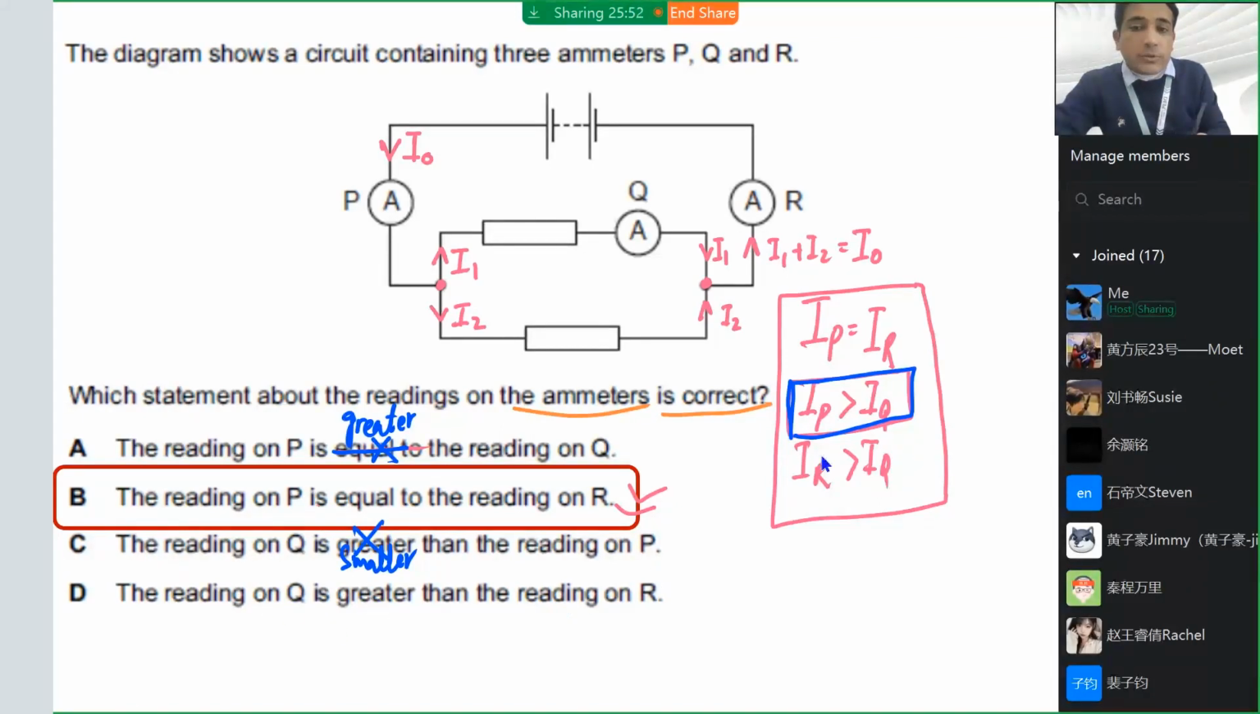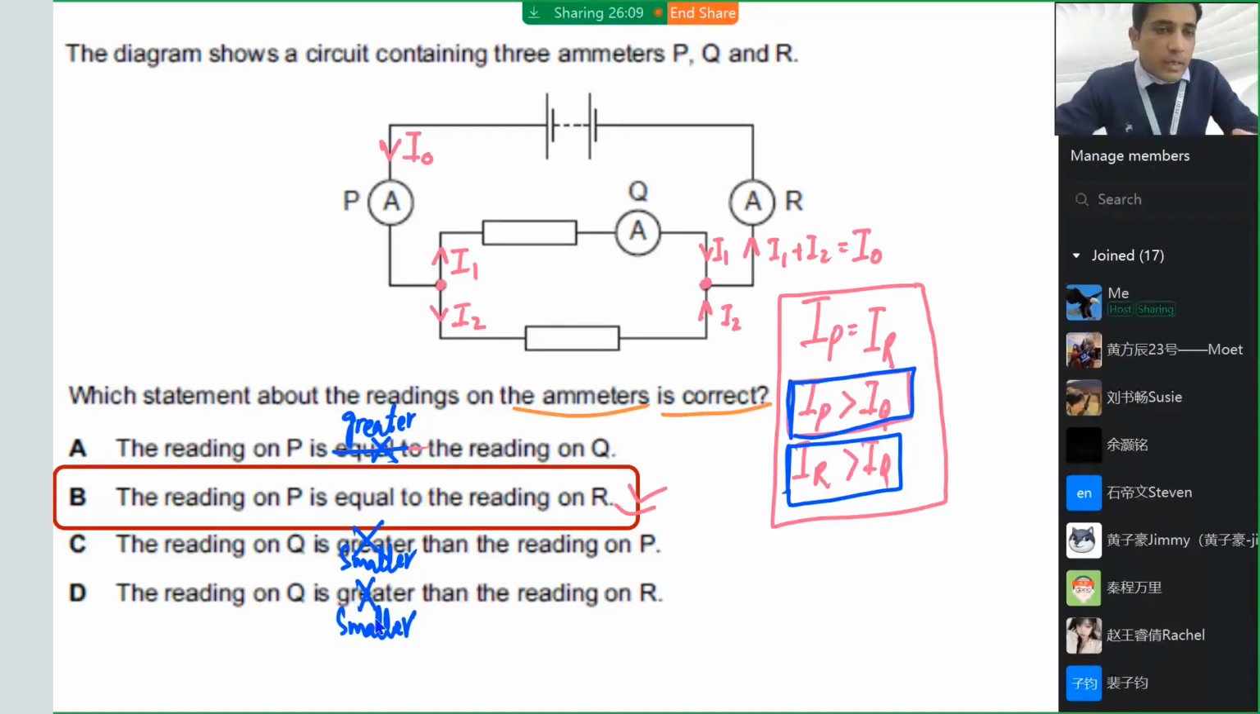The reading on Q is greater than R, that is also wrong, because the reading on R is greater than the reading on Q. So this is greater; it has to be smaller. If it was smaller, then it is right. So the answer for this question is B. I hope this is clear to you. So this is how you can approach this type of problem.